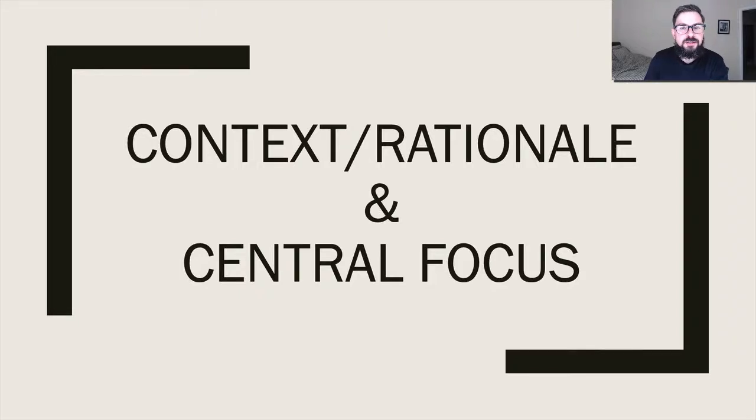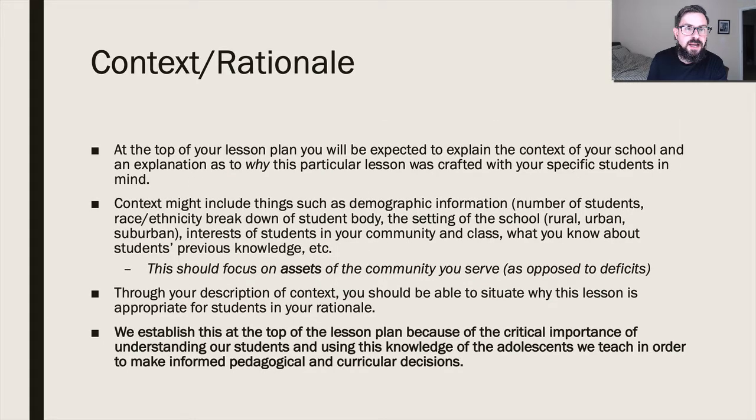So let's start at the very top of our lesson plan template where you will see two spaces. One is for context and rationale. The other one is for central focus. Now the context and rationale, the purpose behind this is to more or less say, here's the context, these are the students I'm teaching, and this is my reasoning behind why I'm teaching this lesson in this particular way with this particular group of students.